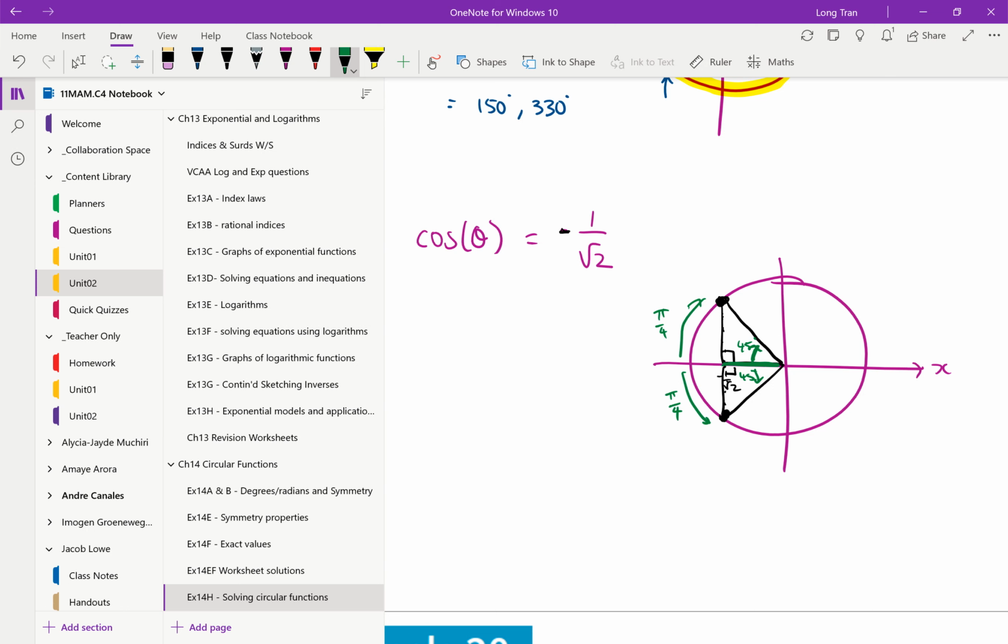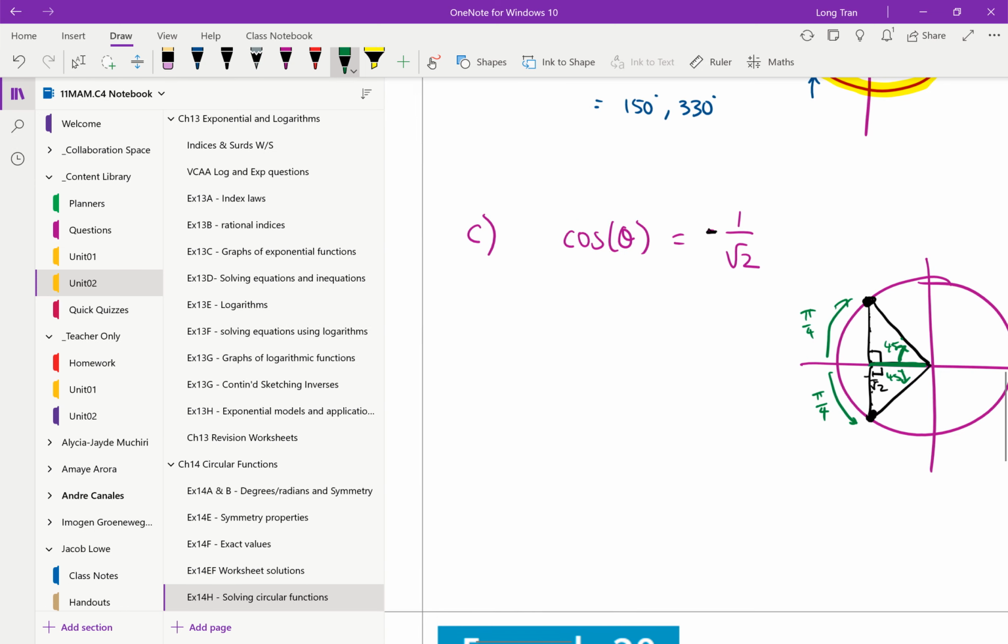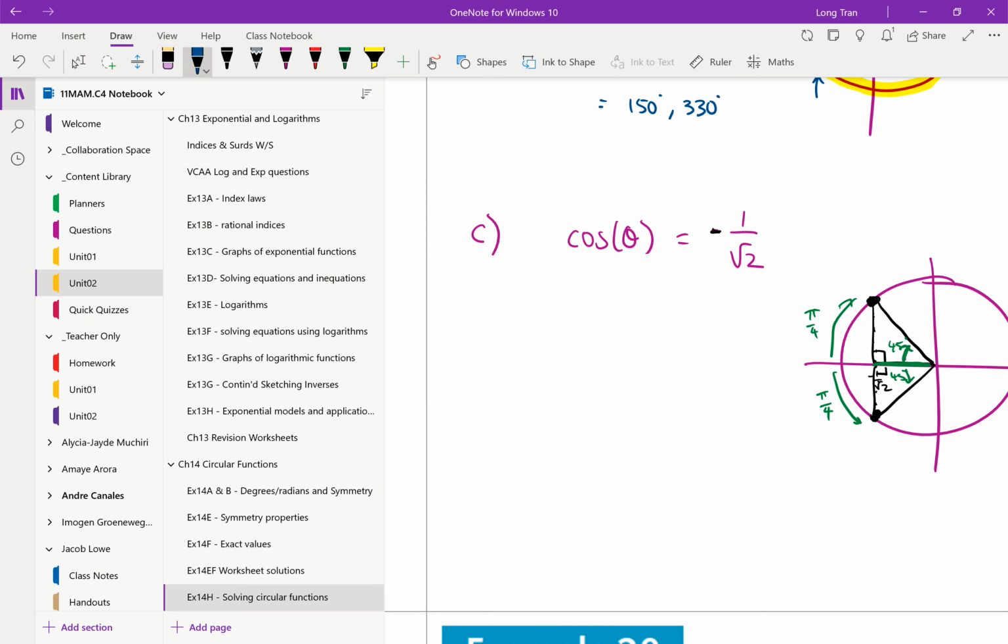Okay, so now that I've got the diagram, I'm working in the unit circle. To calculate this, I do cos inverse of both sides. Therefore, cos cancels out, so cos inverse on the left, and cos inverse of the right, which is cos inverse of negative 1 on root 2. And this is where I write my answer.